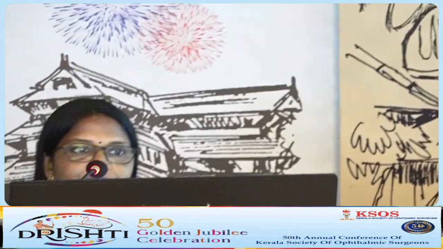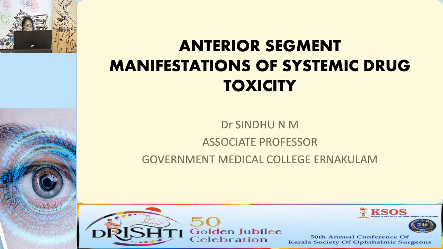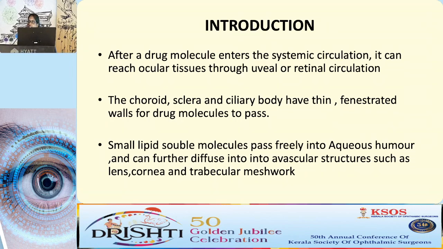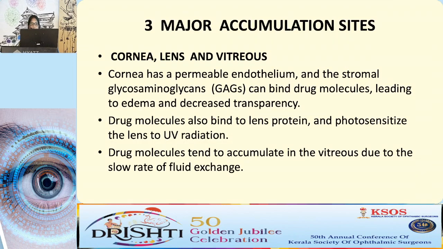Good morning, everybody. Today's talk is on anterior segment manifestations of systemic drug toxicity. After a drug molecule enters the systemic circulation, it can reach ocular tissue through the uveal or retinal circulation. The choroid, sclera, and the ciliary body have thin fenestrated walls for drug molecules to pass. Small lipid-soluble molecules pass freely into the chiasma and can further diffuse into the avascular structures such as lens, cornea, and trabecular meshwork. The major accumulation sites of systemic drugs are cornea, lens, and vitreous.